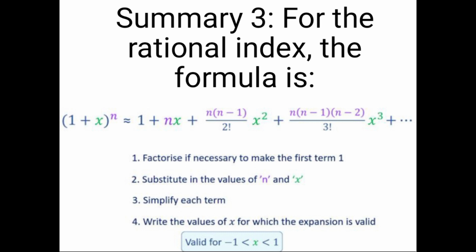Now there are steps in expanding this kind of expression, (1 plus x) raised to the power n. What are the steps? Step 1. Factorize if necessary to make the first term 1. 2. Substitute in the values of n and x. 3. Simplify each term. 4. Write the values of x for which the expansion is valid. The validity of this expansion is that the absolute value of x is less than 1. Equivalently, we have that it is valid for minus 1 less than x less than 1.